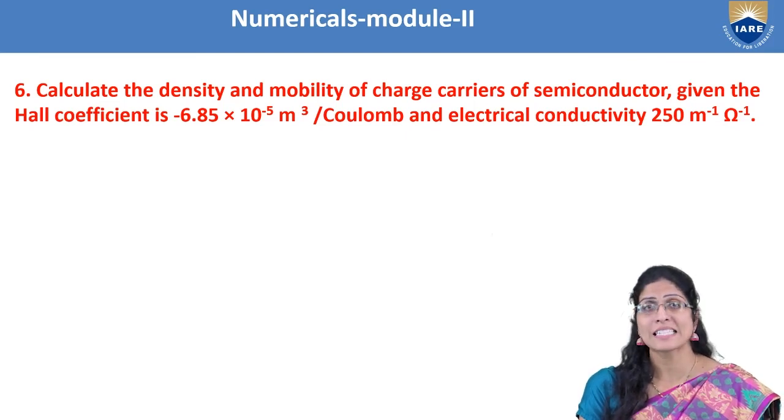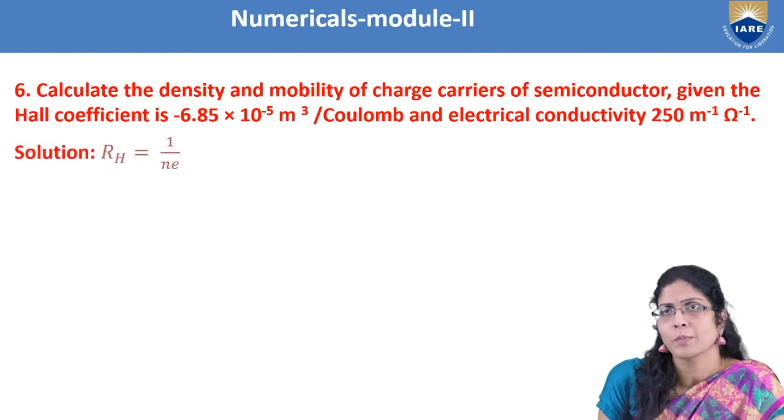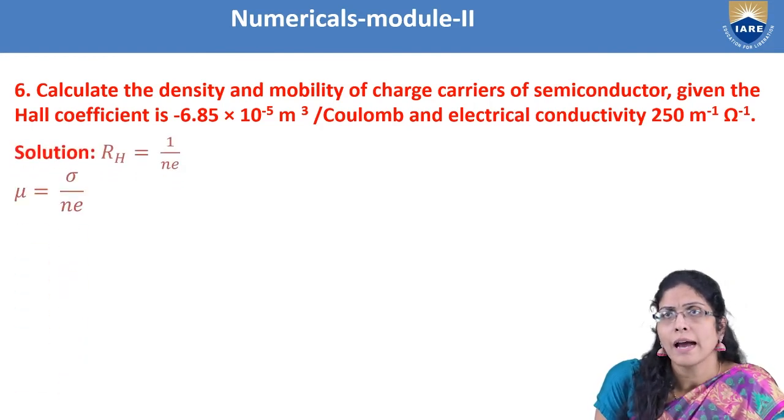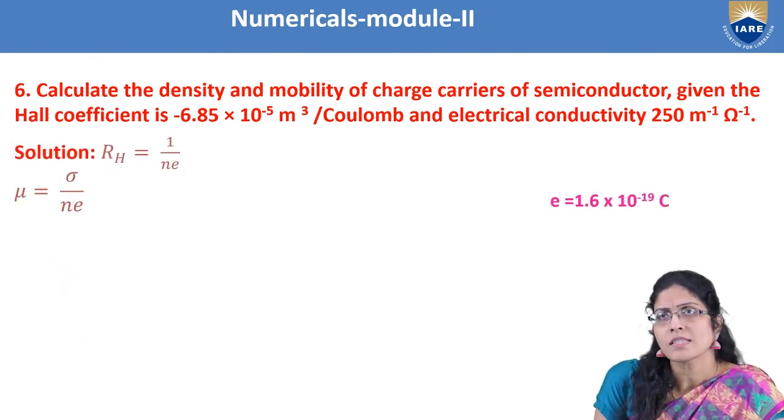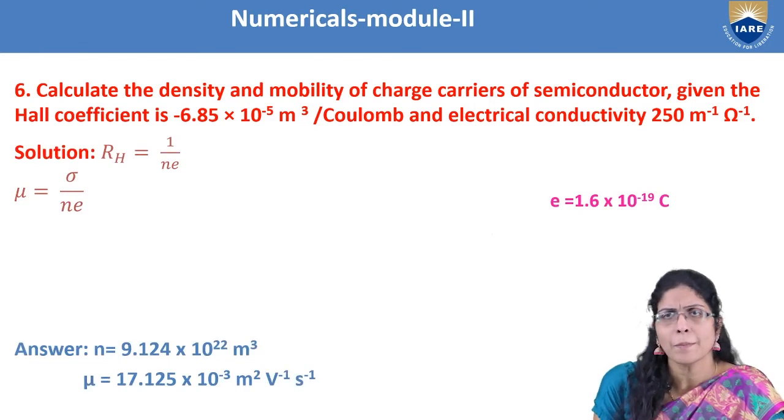You need to find out density, which is nothing but again N, and mobility is mu. Okay, so now we know the same formula we have used before. So just substitute and you will get this answer. So nothing much to do here, the same problem. Okay, so please do it.